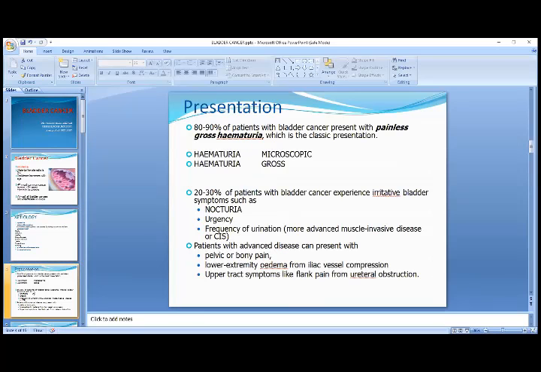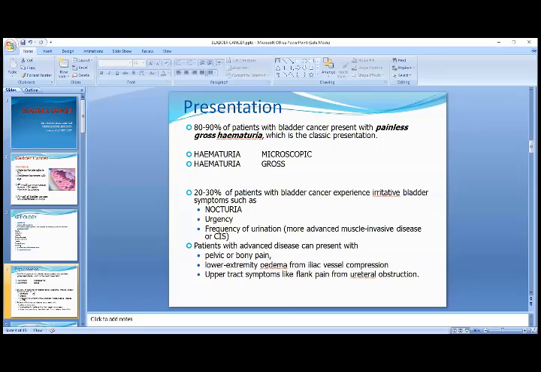So how do the patients with CA bladder present to us? Mostly 80 to 90% of patients with bladder malignancy present with painless gross hematuria, which is the classic presentation. Painless is particularly a point to be noted: patients who have urological malignancies, either renal cell carcinoma, transitional cell carcinoma of the renal pelvis, of the ureters, or of the bladder, usually present with painless gross hematuria. It means that the patient is not having any pain and is having gross hematuria. Gross means visible. So this is the classical presentation.